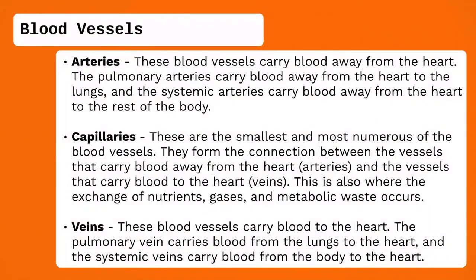Starting with our arteries, these blood vessels carry blood away from the heart. The pulmonary arteries carry blood away from the heart towards the lungs, and the systemic arteries are carrying our blood away from the heart to the rest of our body.